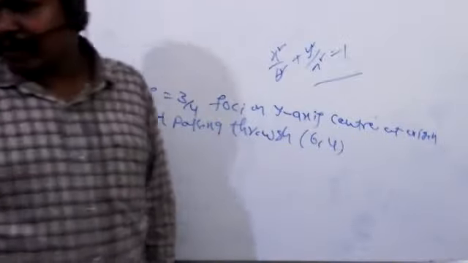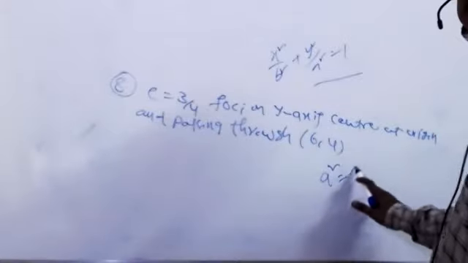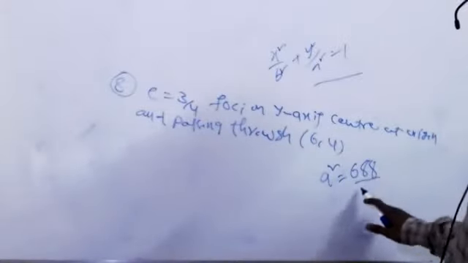A square is 688 upon 7. A square value, 688 upon 7.